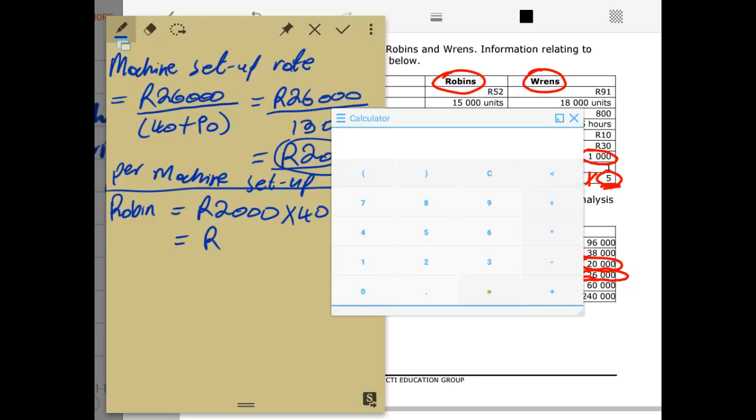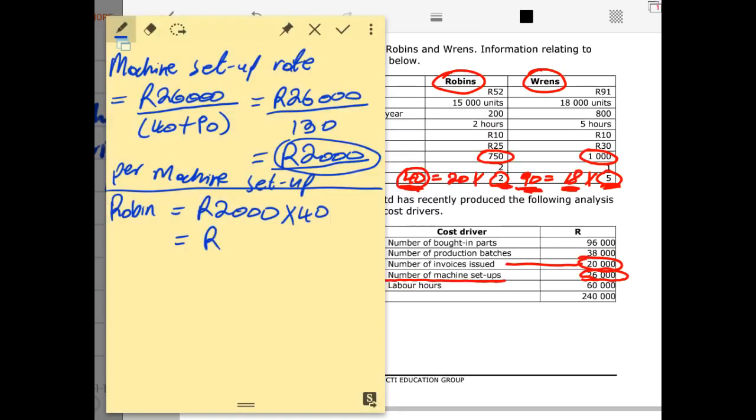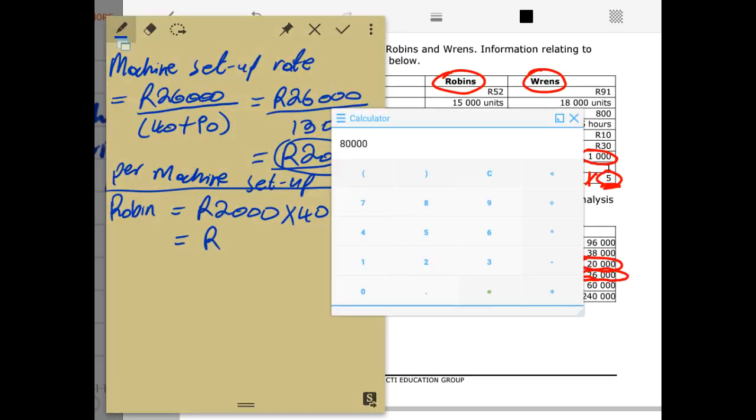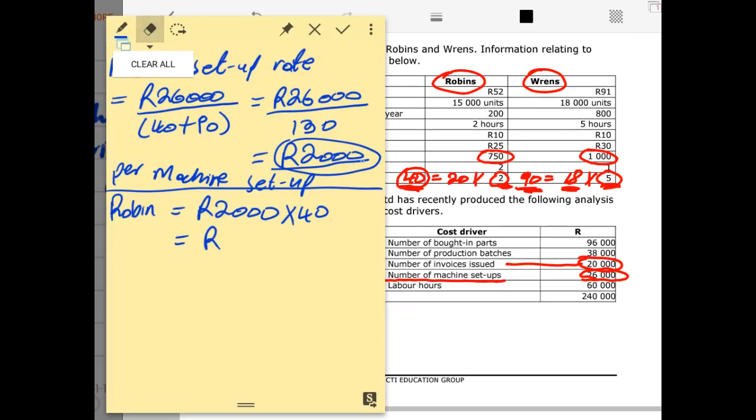That gives us 80. Let me confirm that. 2,000 times by 40, that gives us, it can't be 80,000. Okay, let us check. The first calculation is 26,000 divided by 130. Okay, it's 200, not 2,000. Sorry for that. So it's 200, not 2,000. Then we times by 200, and that gives us 8,000.